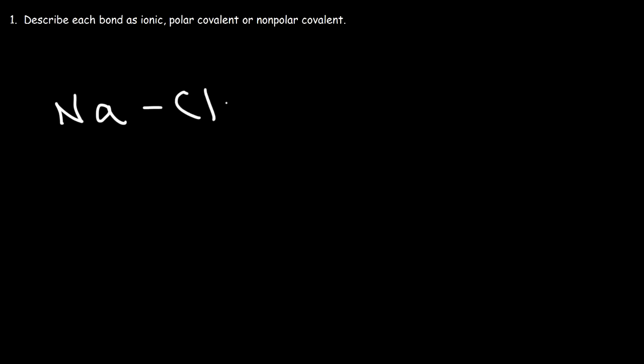Now, what about the bond between sodium and chlorine? Would you describe it as ionic, polar covalent, or nonpolar covalent? Sodium is a metal. Chlorine is a nonmetal. And typically, when you have a metal mixed with a nonmetal, for the most part, it's safe to say that it's going to be an ionic bond.